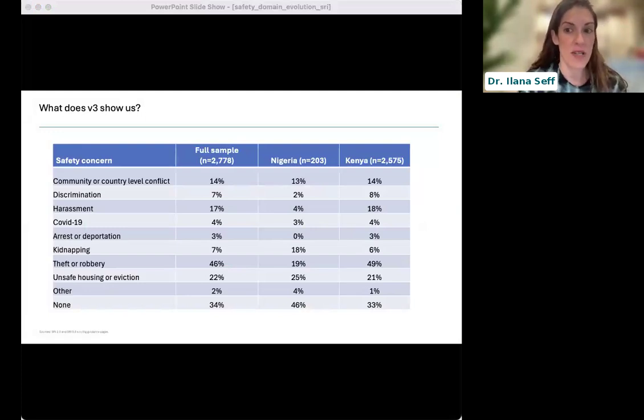Importantly, 34% of households reported no safety concerns, and this was even higher in Nigeria than in Kenya. But when we're thinking about what safety concerns are really the most relevant, the most commonly reported concern in Kenya was theft or robbery. And in Nigeria, it was unsafe housing or eviction. And then other commonly reported concerns in Kenya included harassment and unsafe housing or eviction, and in Nigeria included kidnapping and theft or robbery.